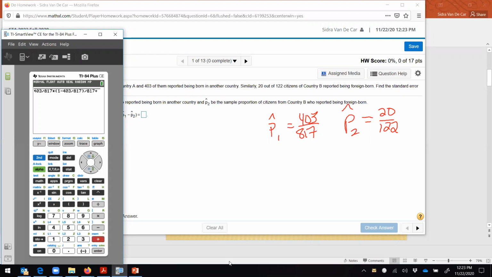And then add to it. Now we're doing the same thing with the opposite one. So we're going to go 20 divided by 122 times its Q, which would be 1 minus 20 divided by 122, over the number in its sample, which is 122. And then close what's under the square root. And we get 0.0378.